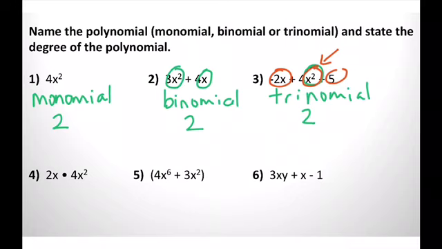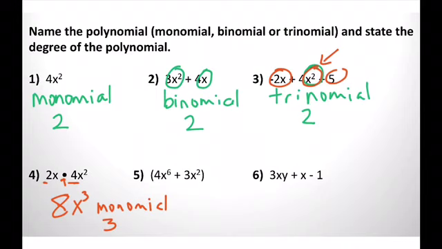All right, now with number 4, we do something a little bit different. Because it says multiply, I have to multiply first because I don't need like terms, so I have to take care of whatever needs to be taken care of. So 2 times 4 is 8, and then x to the third. So this is actually a monomial, and it is degree 3.